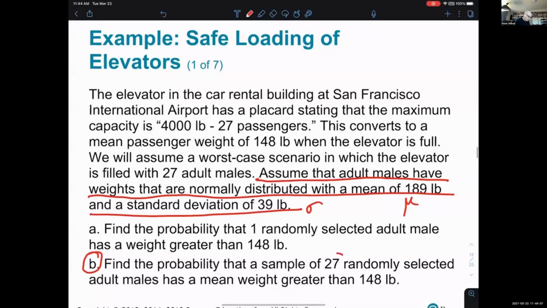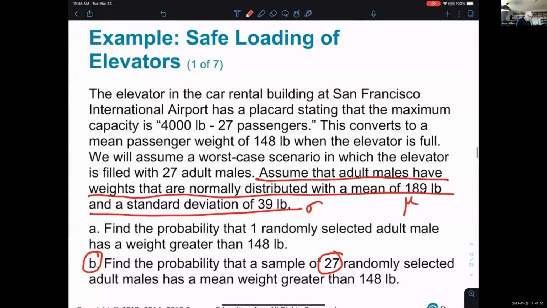And so given a group size of 27, that is less than 30. So the size of the sample itself does not allow us to apply the central limit theorem. However, it does say that we're assuming adult males have weights that are normally distributed. So that part up there, and I'll underline it here: assume that adult males have weights that are normally distributed.